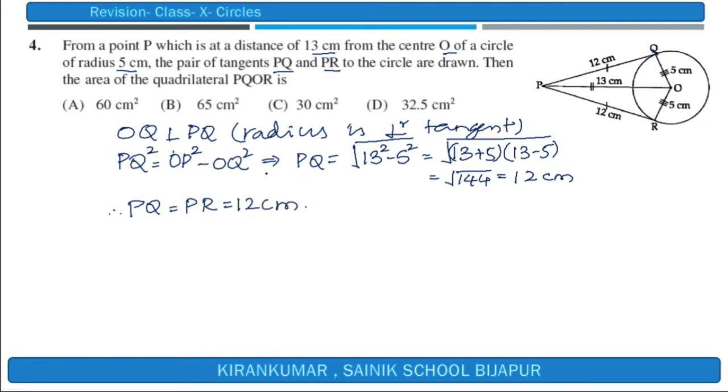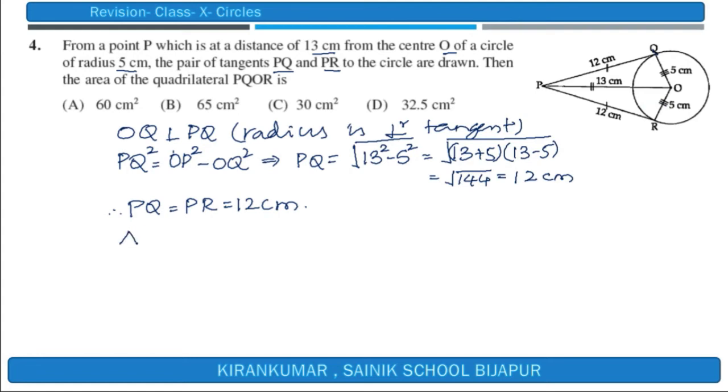Now to find the area of the quadrilateral, we require the area of these two triangles here. You observe carefully, we have got equal sides, a common side, and another side is equal.